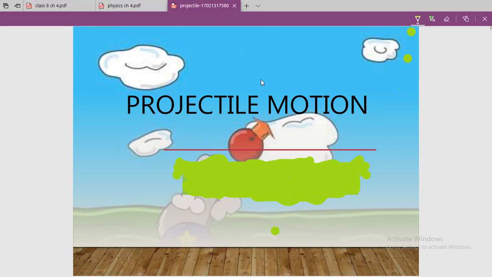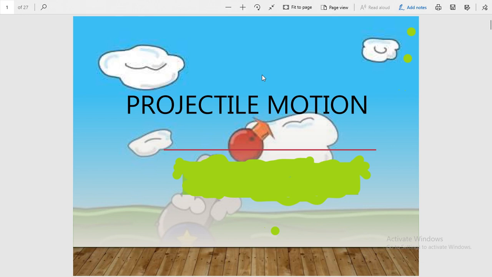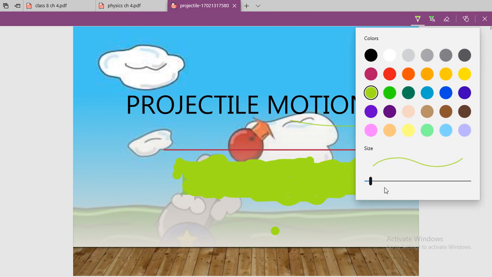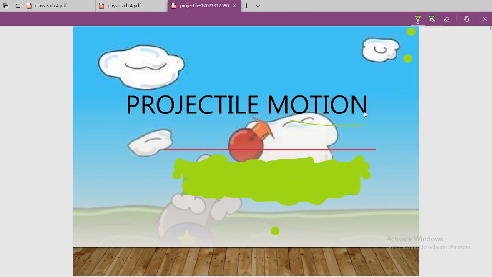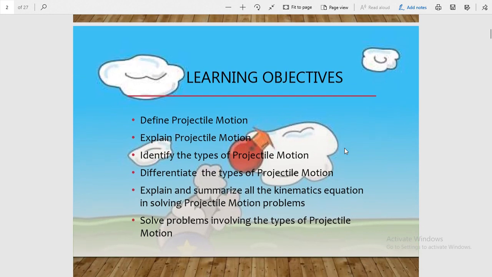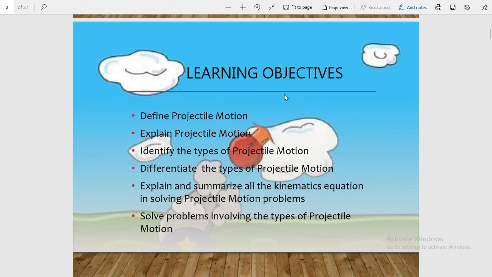Let us start this session with the topic known as projectile motion. Let us see the objectives of this session, or this topic. The learning objectives are as follows. The first one is to define projectile motion. From this session you will get the knowledge of the definition of projectile motion.